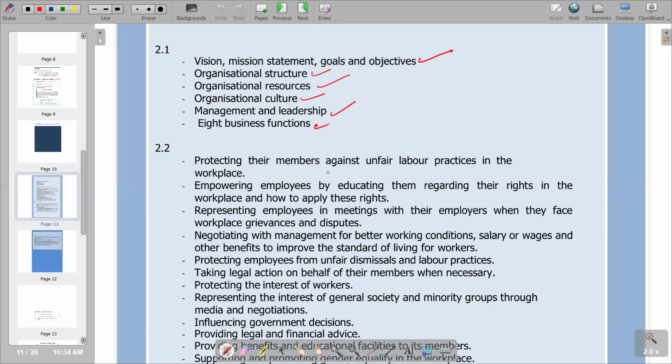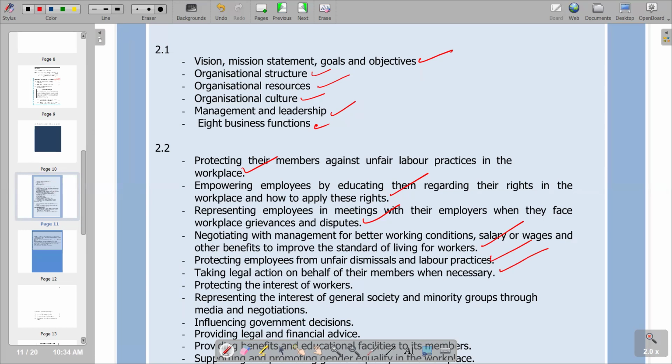First one is protecting their members against unfair labor practice in the workplace. Second, empowering employees by educating them regarding their rights in the workplace and how to apply these rights. Then representing employees in meetings with their employers when they face workplace grievances and disputes. Next, negotiating with the management for better working conditions, salary or wages, and other benefits to improve the standard of living for workers. And then protecting employees from unfair dismissal and labor practices, which is also very important.